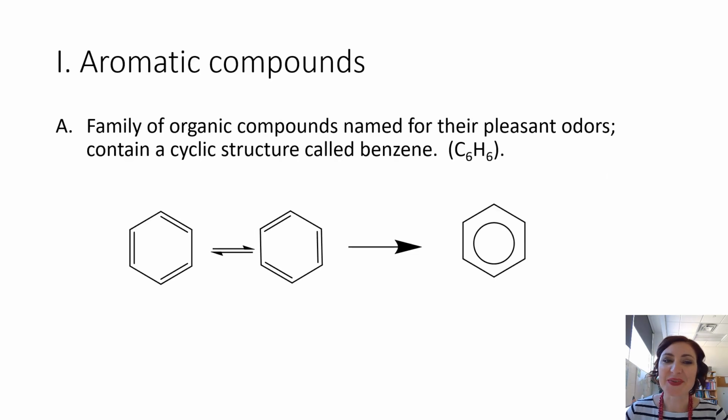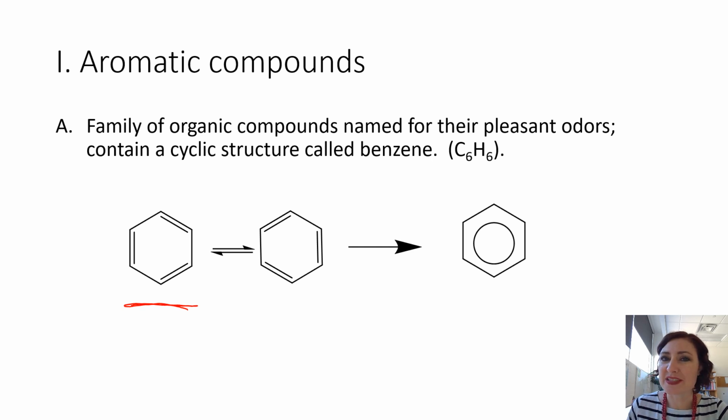All right, let's start with the definition. Aromatic compounds are a family of organic compounds. They're named for their pleasant odors, so their aromas. They contain a cyclic structure that we call benzene. The formula for benzene is C6H6. That's not really something you need to memorize. Typically, especially when we're first learning these, we tend to draw them like this first structure, where you have alternating double bonds around a 6-carbon ring.